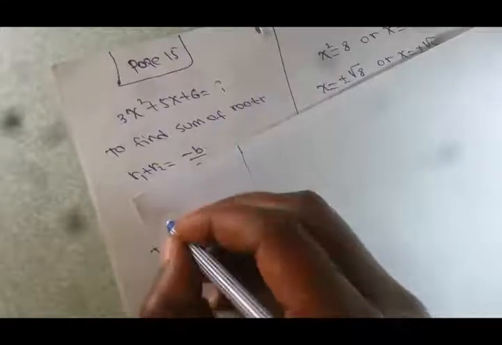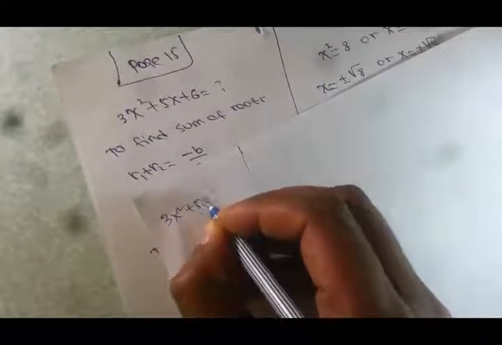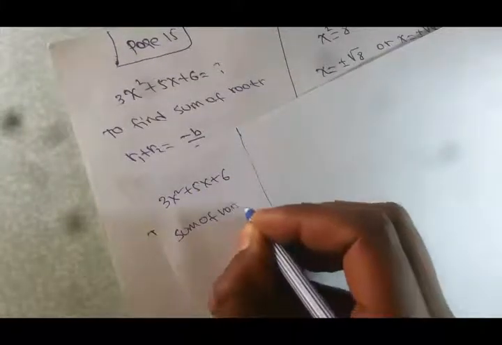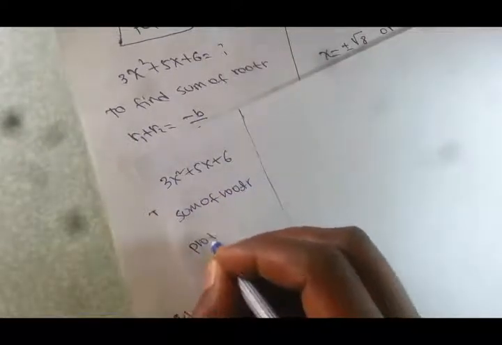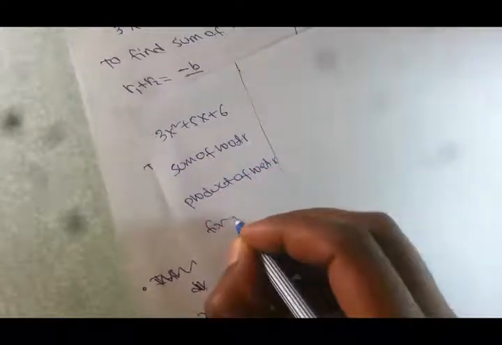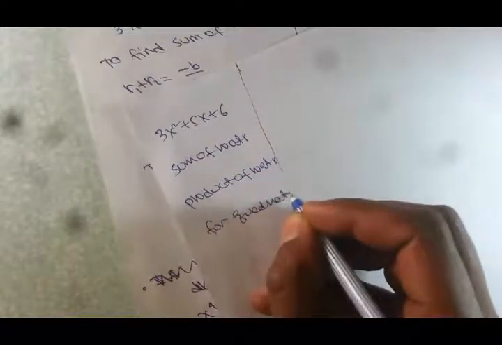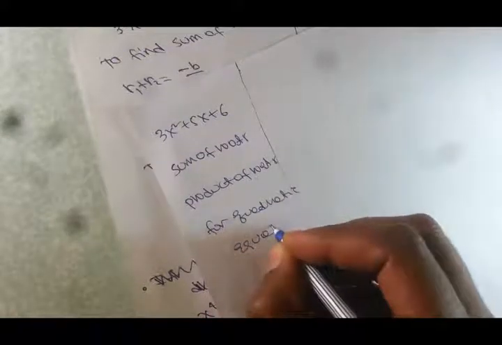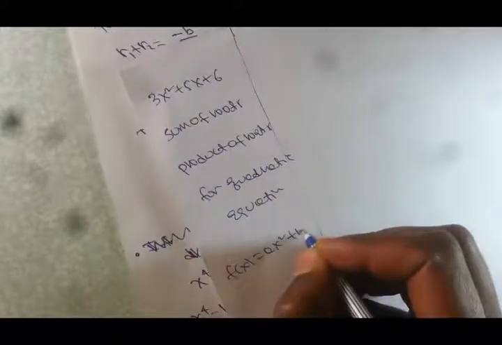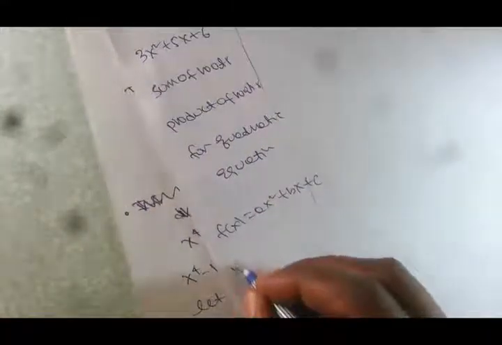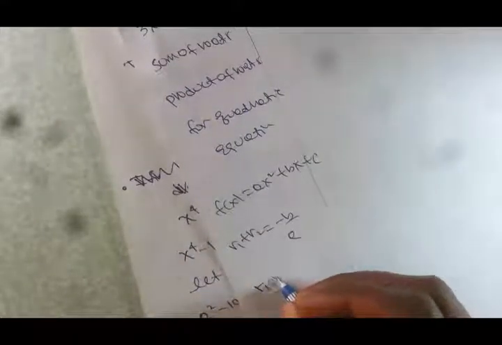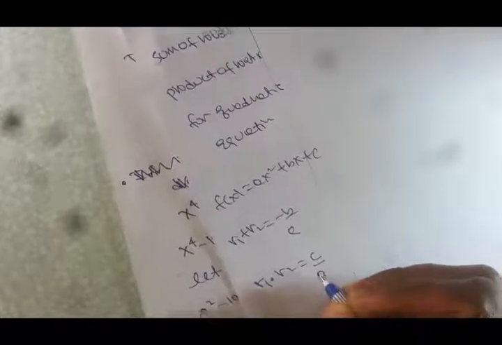And we are given 3x square plus 5x plus 6, and we are required to find the sum of roots and the product of roots. We know that for a quadratic equation having the form f of x is equals to ax square plus bx plus c, the sum r1 plus r2 is given by minus b over a, and their product is given by c over a.